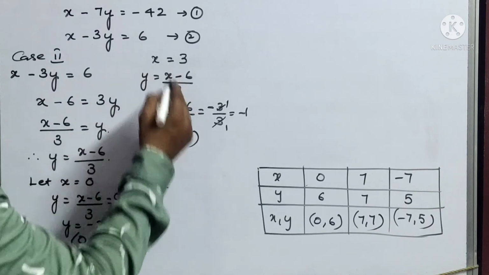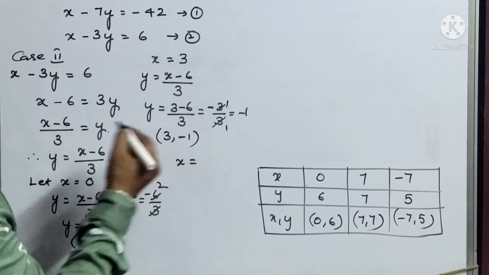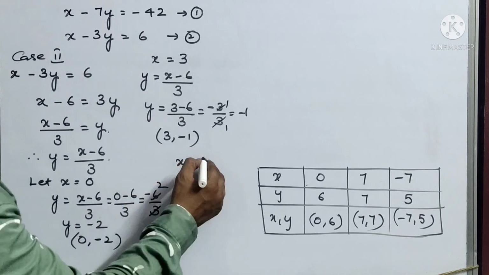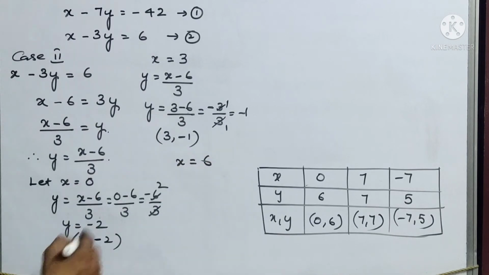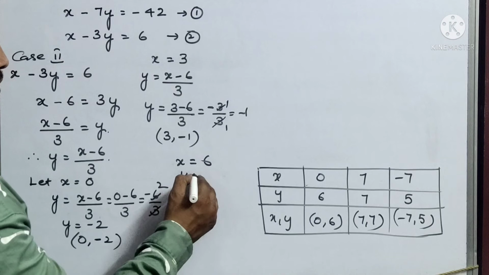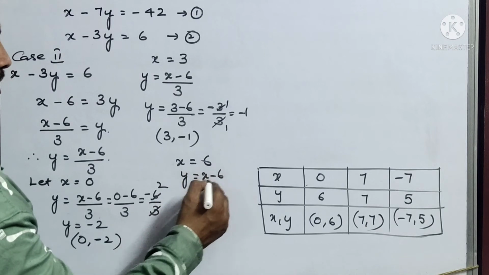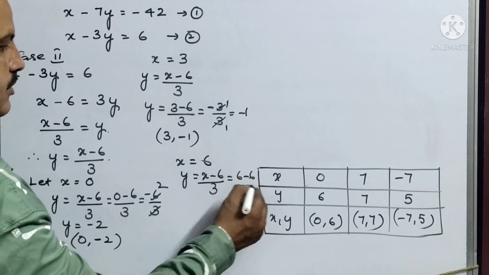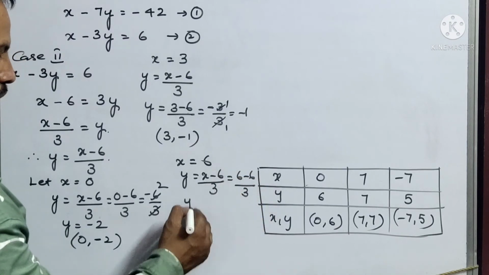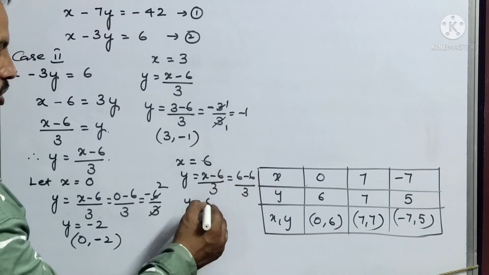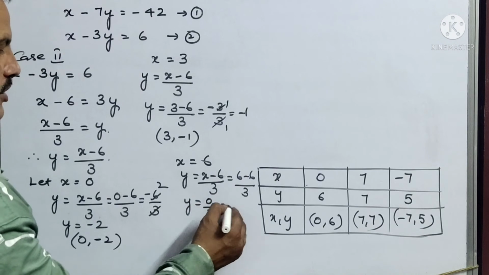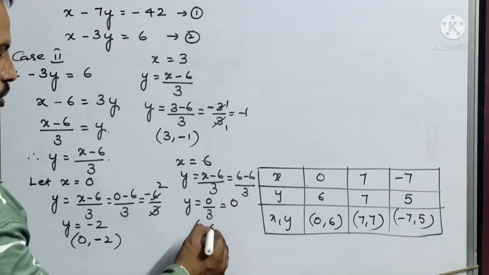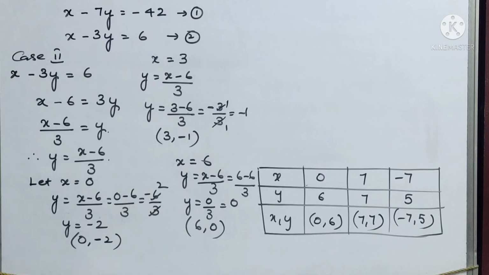Next, x equals, you can take 6. So y equals (x minus 6) by 3. That is (6 minus 6) by 3. 6 minus 6 is 0, so 0 by 3 is 0. That means 6 comma 0.